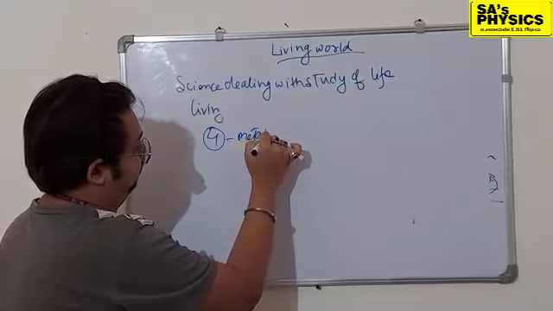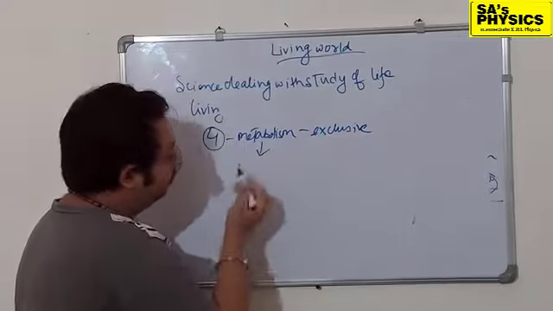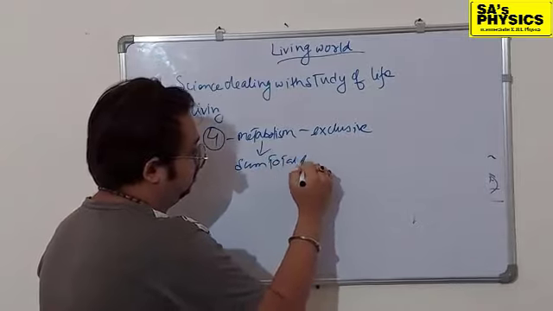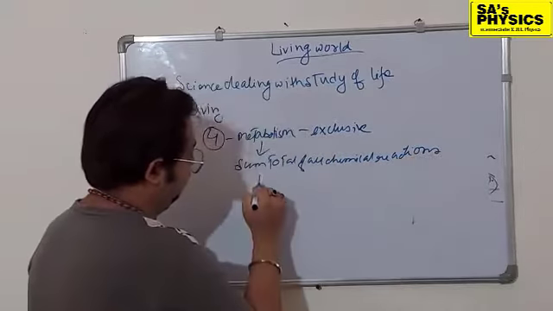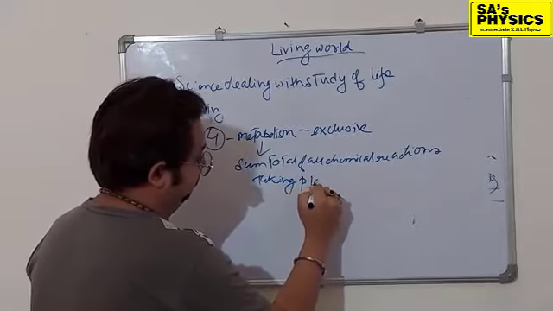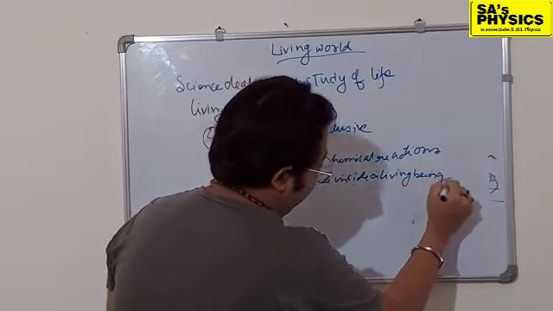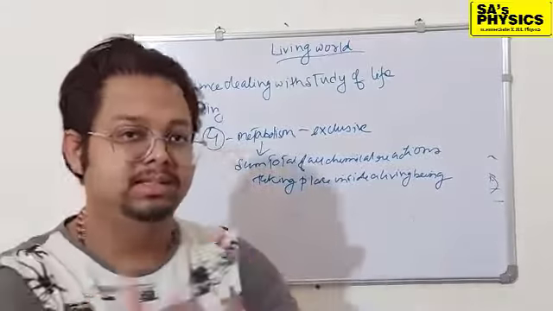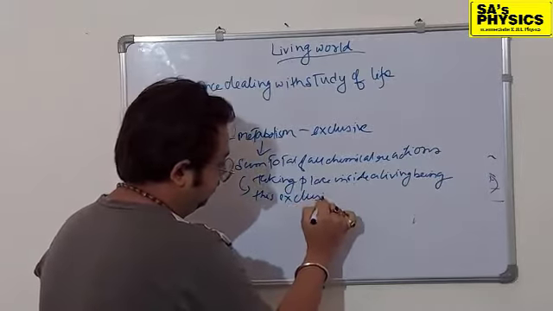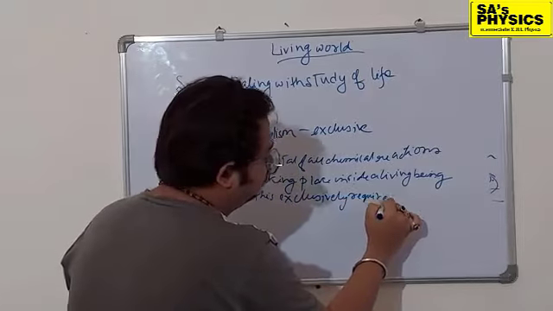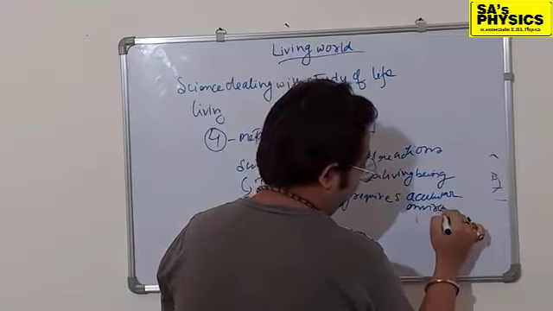We have metabolism, and this is exclusive again. What is metabolism? Metabolism is the sum total of all chemical reactions taking place inside a living being, right? The sum total of all chemical reactions taking place inside a living being is called metabolism. And this requires more or less a cellular environment to be carried out.